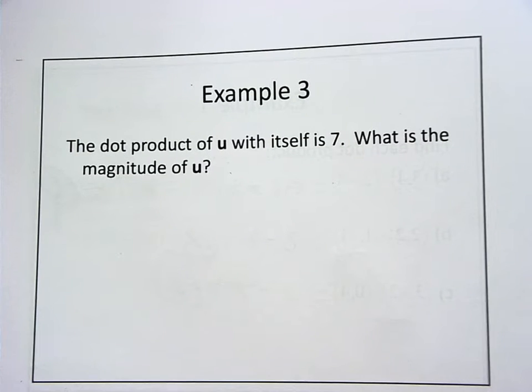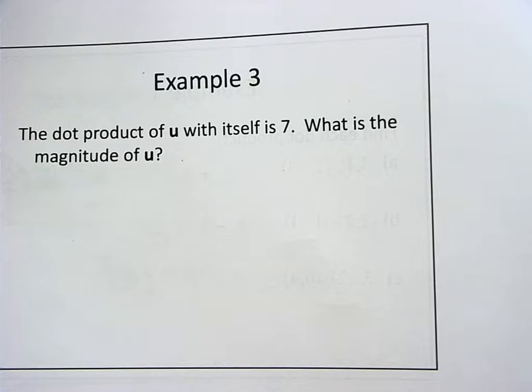What if I had a dot product of u with itself that is 7? So they've already done the dot product. They're not telling you what u is, but its dot product is 7. Then what is the magnitude of u? 7. No. Square root of 7.